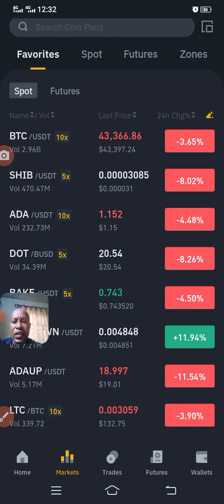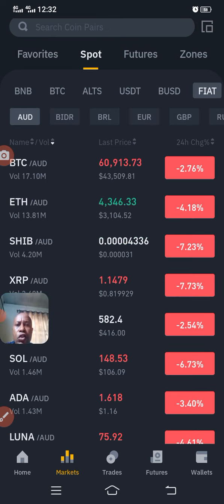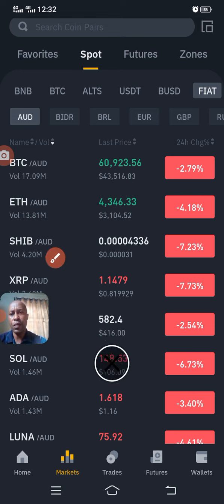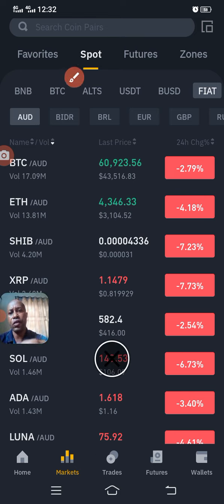So that is it for the spot market. Under the spot market, we have different markets. Number one, we have the BNB market. Number two, we have the BTC market. Number three, we have the altcoin market, the USDT market, and BUSD.